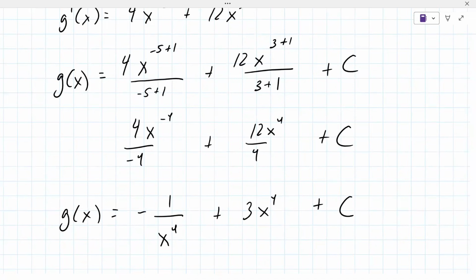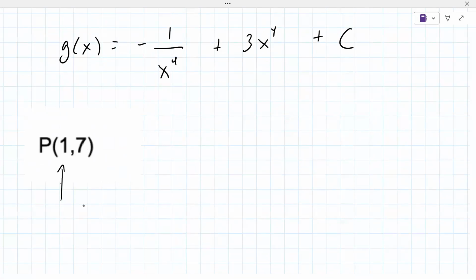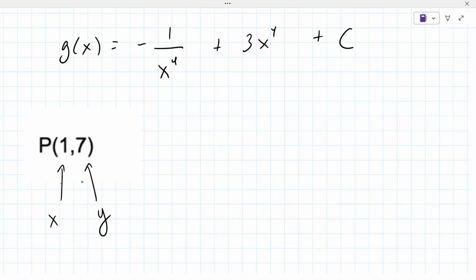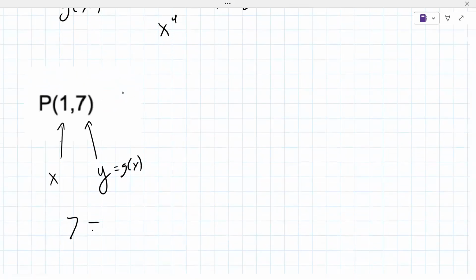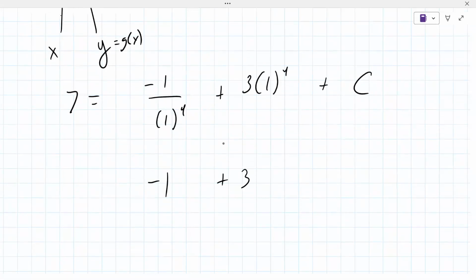And now we can use the fact that there is this point, this initial value. So this is your x and this is your y. You put 1 in for x, and y is really g of x in this case. I don't know why they're using p. They shouldn't have used that notation. I guess they just said point p. So it's 7 equals -1 over 1 to the 4th plus 3 times 1 to the 4th plus c. So this becomes -1 plus 3 plus c. So 7 equals 2 plus c, c equals 5.